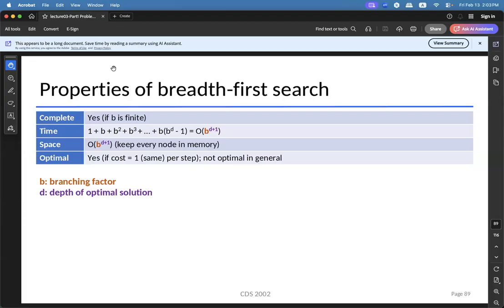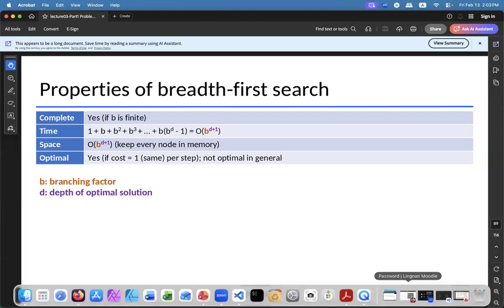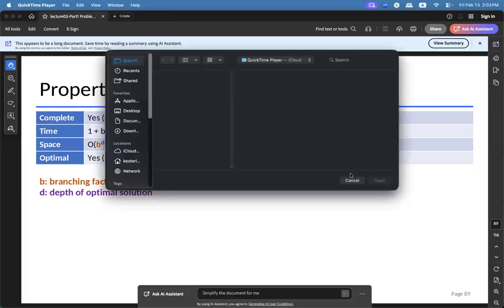So let's take the maze example. Let's take the maze video as the example.